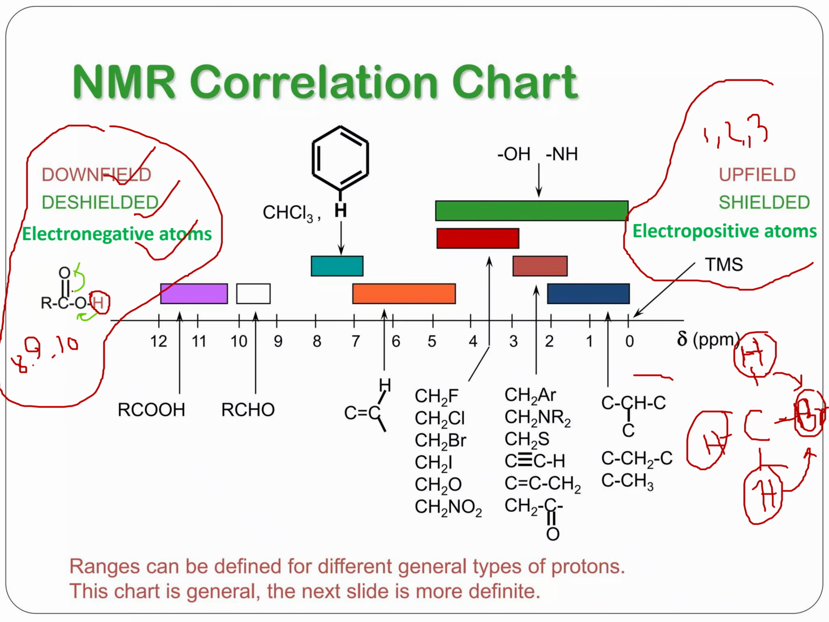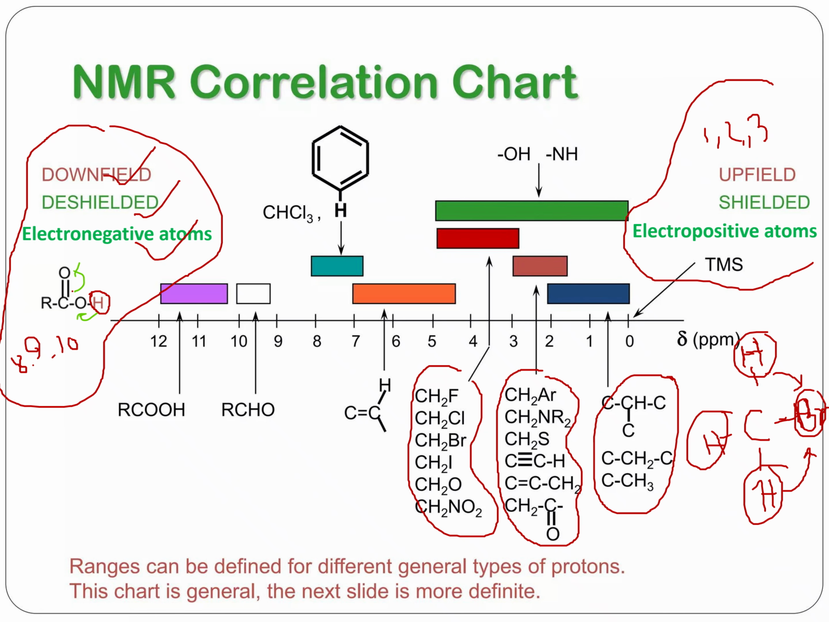You can see here the alkyl groups: there is no electronegative atom, so their position is 1 to 3. Here there are also some electronegative groups, but with an abundance of carbon, they are also fine, and their position is 2 to 3. Suddenly we have increased the electronegativity: fluoride, chloride, bromide, iodide, oxide. Their chemical shift has occurred towards 4, 5, 6.